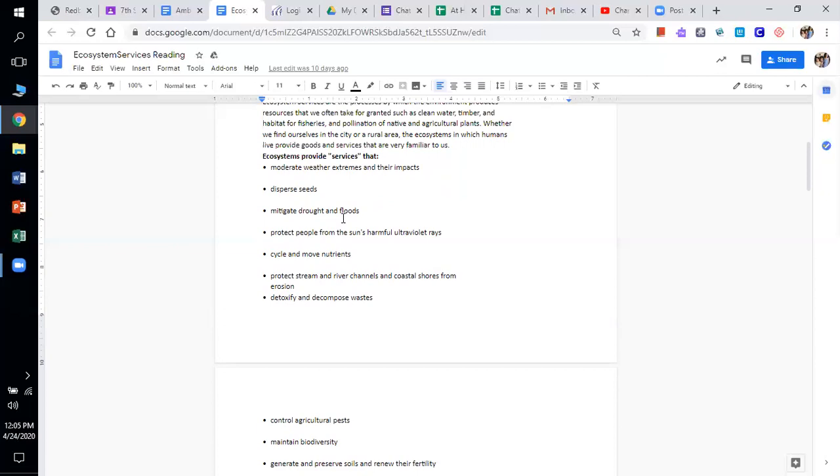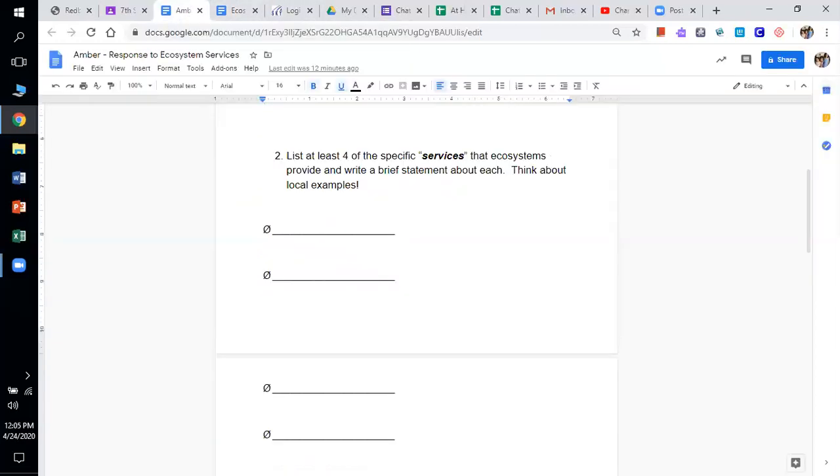What's something else that happens in our area? Moderate weather extremes and impacts. We get tornado warnings a lot in the spring. We get extreme heat, extreme winters, things like that. So that's 2 of the 4 if you want to use those.